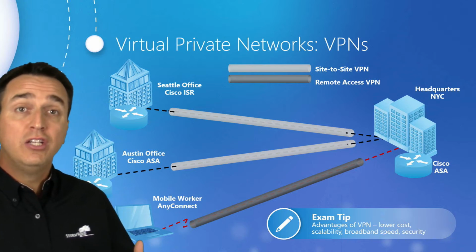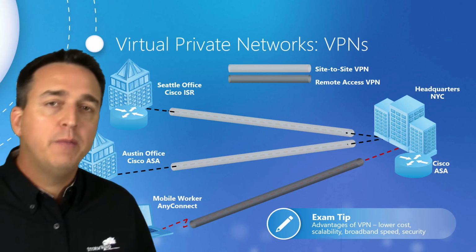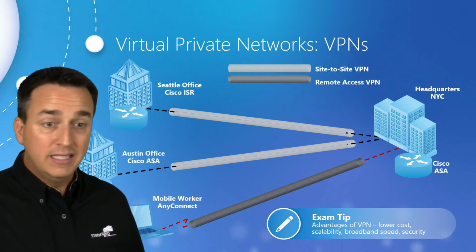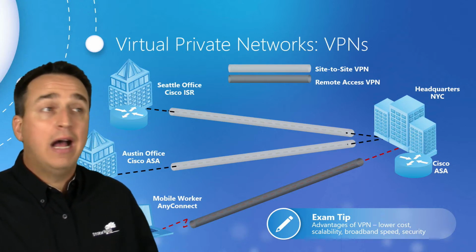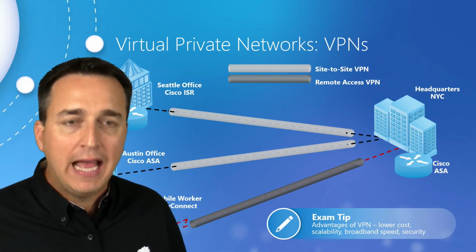So for example, GRE is a type of VPN. But GRE by itself is not safe and secure. And that is something you can use over the internet. So GRE over the internet is dangerous unless you use it with IPsec. Now you have a secure type of VPN, which is called GRE over IPsec.